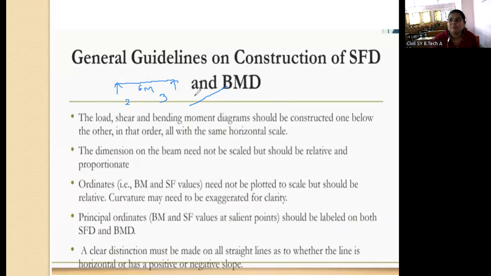Okay, so please remember the dimension on the beam need not be scaled. That means scale is not required, but the diagram should be proportionate.